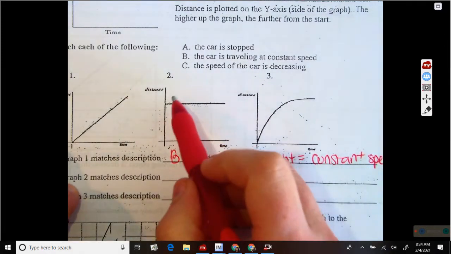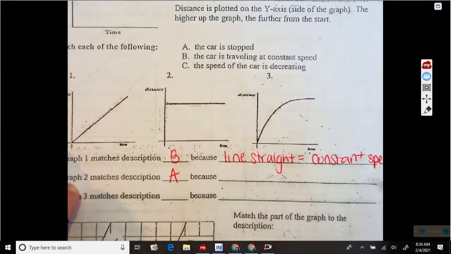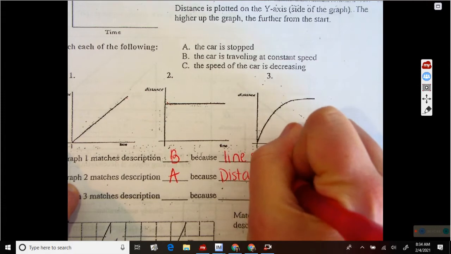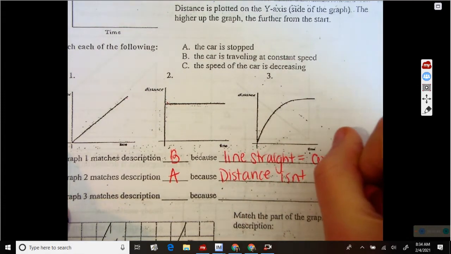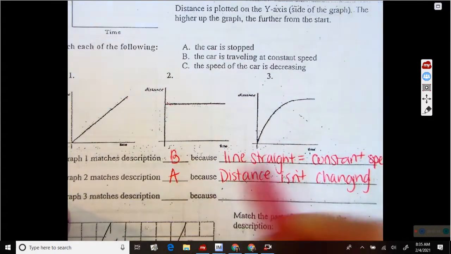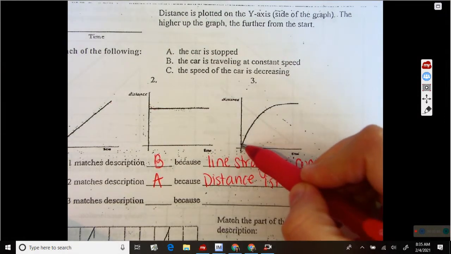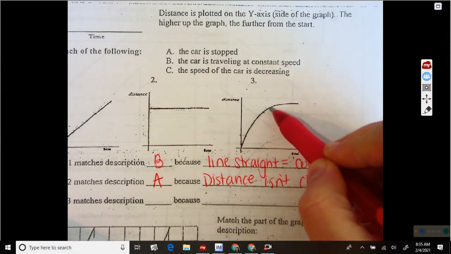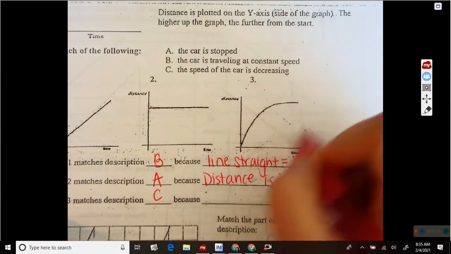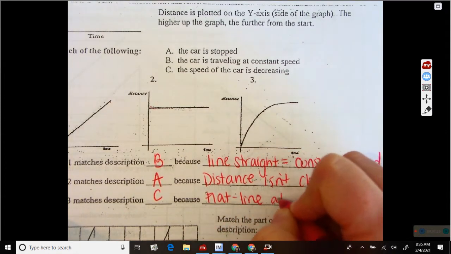All right, graph 2. No distance is being traveled. Distance is not increasing. That means A, the car is stopped, because distance isn't changing. All right, graph 3. The only one left is the speed is decreasing. So we see we're driving distance, and then all of a sudden it almost comes to a stop. So C would go here because we flatline at the top.